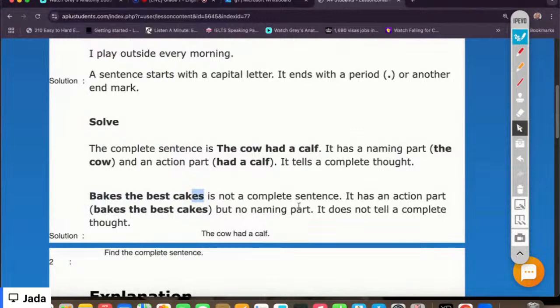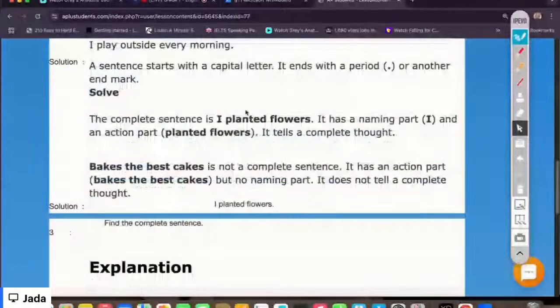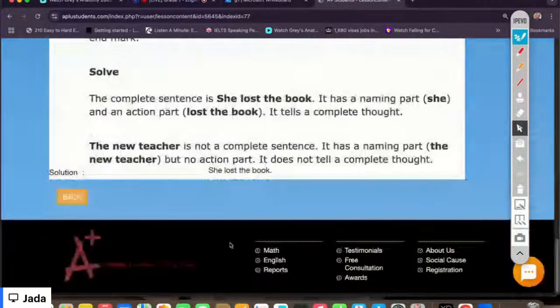Alright? So this one, find the complete sentence. I planted flowers. I, of course, here would be what? The person, the naming part, and then planted flowers would be what? The action part. Okay, over here we have she lost the book. So now she here would be the naming part because that is the person who lost the book, and lost the book is the action part.